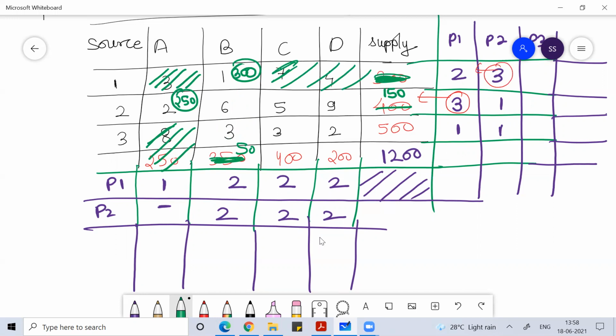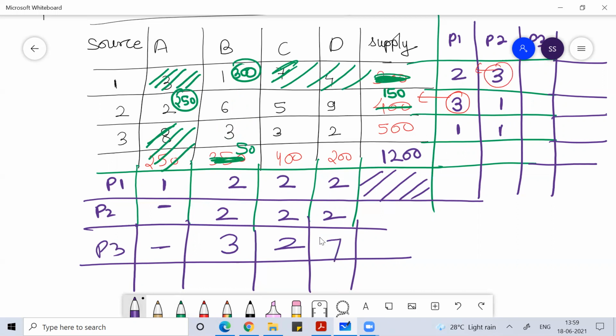Clear? Now again, find the third penalty. This is 6 minus 3, 3; 5 minus 3, 2; 9 minus 2, 7. Then the column penalties: this is done, this is 1, this is done, this is 1. The largest one is 7, so now we'll take this column. The smallest element is 2, so the maximum you can put is 200. Nothing can be put for 9. This 200, and this 500 will become 300 left.